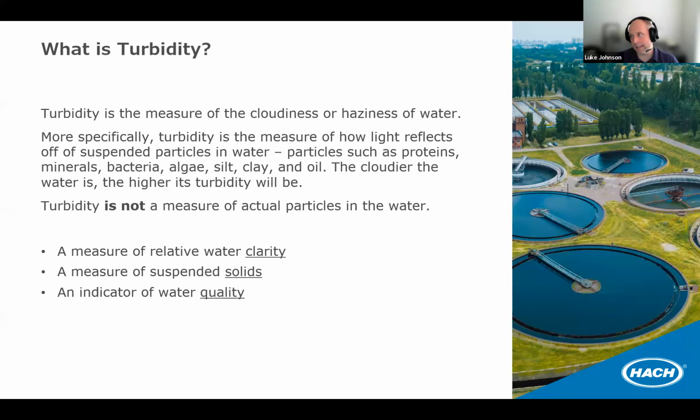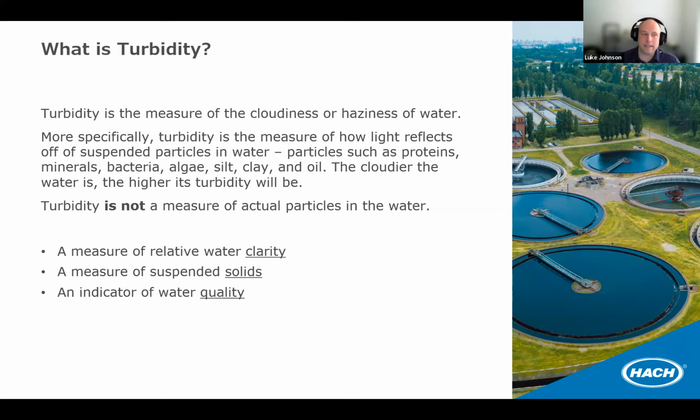If you've ever seen your dirty dishwater, maybe after you've filled up your sink and cleaned a bunch of dishes in it, there's a bunch of stuff floating around in there, you can't see through it very well, that would be highly turbid water. Specifically in turbidity, we're measuring how light reflects off of the particles that are suspended in water. And that could be anything: proteins, minerals, bacteria, algae, silt, and clay. Like I said, the cloudier the water is, the higher the turbidity will be.